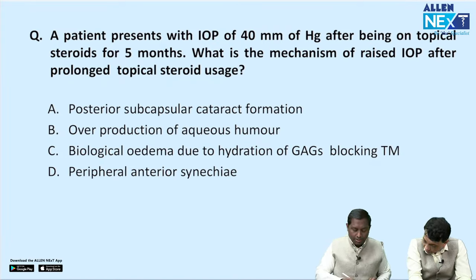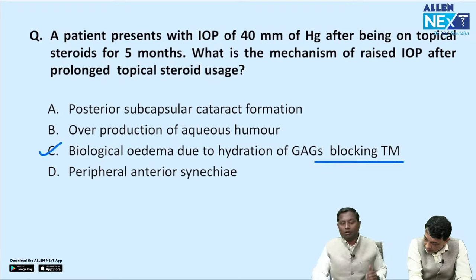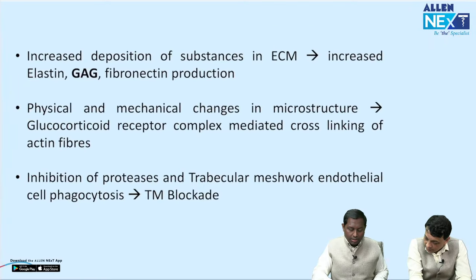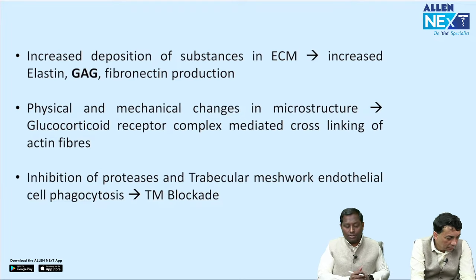The most accepted one is that they cause hydration, possibly due to hydration of glycosaminoglycan blocking the trabecular meshwork, and because of this they will be causing a problem known as glaucoma, which we call secondary or drug induced. So these are the important mechanisms that have been mentioned for how steroids are associated with this kind of problem.